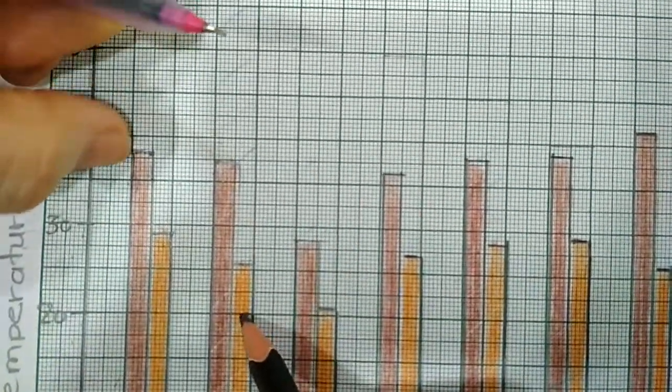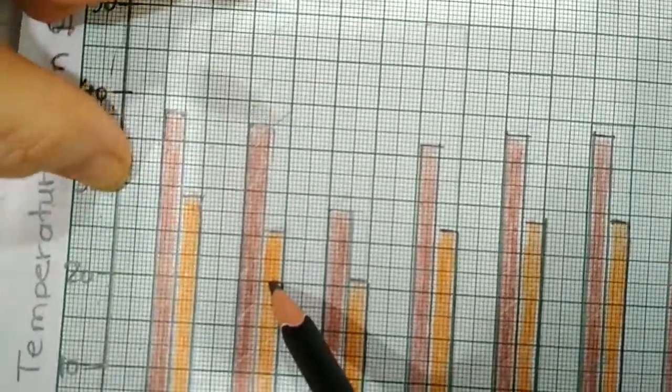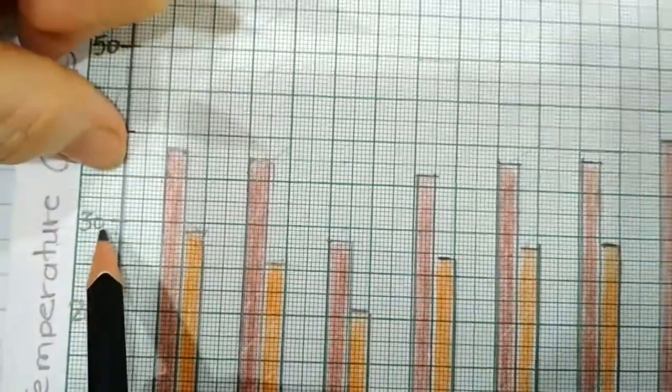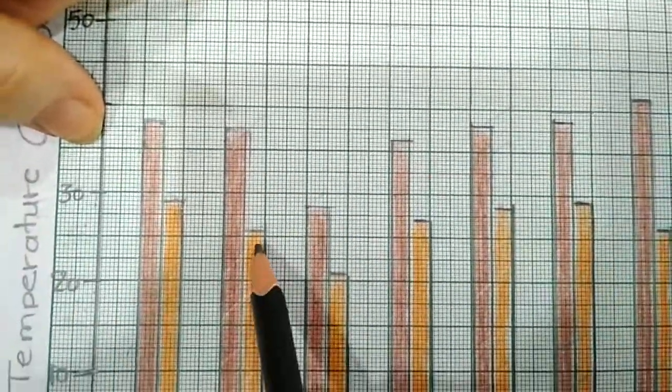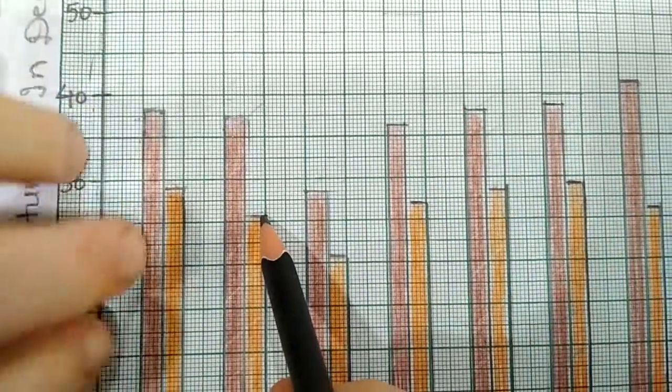Now we come to minimum temperature of Amritsar, which is 26. So 25 is between 20 and 30. It is 25 and take 2 boxes which will make 26.